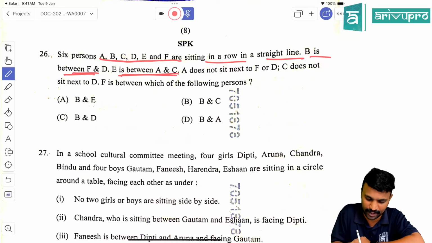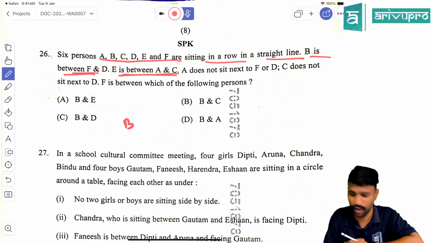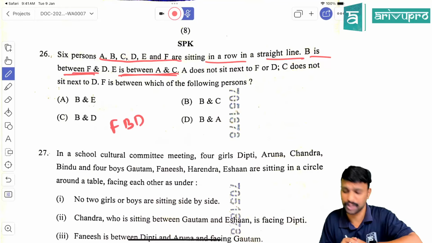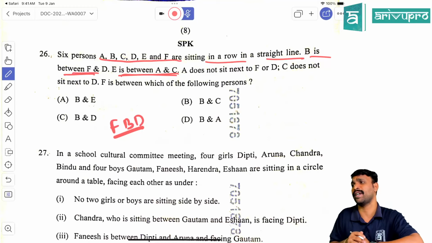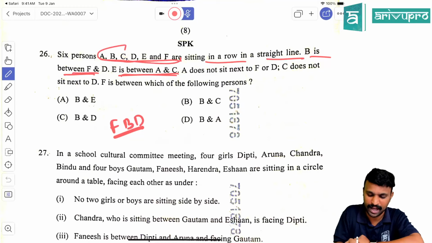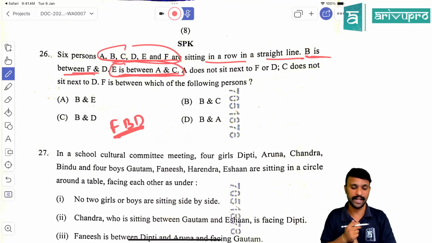Let me take B is between F and D. Guys, who is on the left of B and who is on the right of B? We don't know. Let me take it as F on the left and D on the right. You can even interchange the positions also. These 3 people will definitely sit together, and the other 3 people out of total 6 people are there. That is done. Other 3 people: E is between A and C.